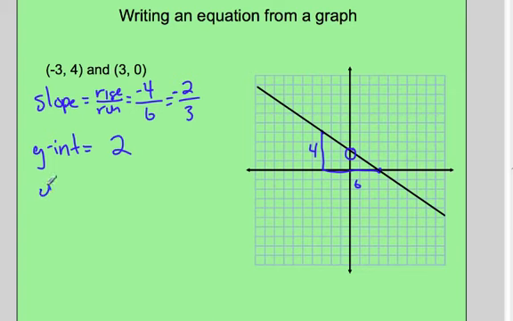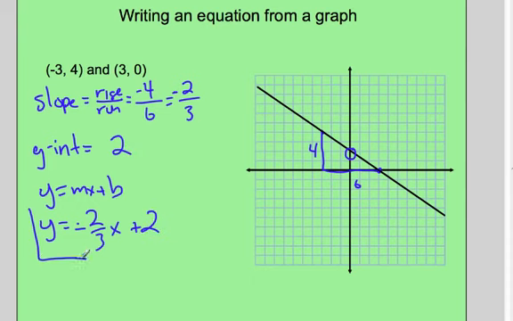All right, our equation again is in y equals mx plus b form. And slope in this case was negative 2/3. So y equals negative 2/3 x plus, and our y-intercept was 2. So there's our equation. Y equals negative 2/3 x plus 2.